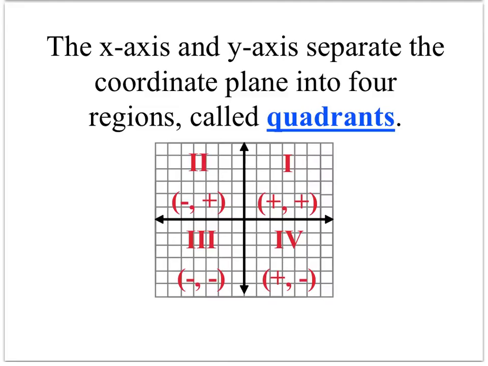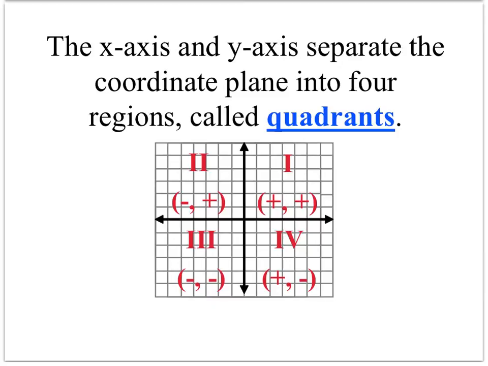Now that we've reviewed plotting ordered pairs, let's take a quick look at quadrants. Quadrants are just the four regions that divide your x and y coordinate plane. Here's the first quadrant, where the x-coordinate is positive and the y-coordinate is positive. Here's your second quadrant, where the x-coordinate is negative and the y-coordinate is positive. Third quadrant, where both your x and y are negative numbers.